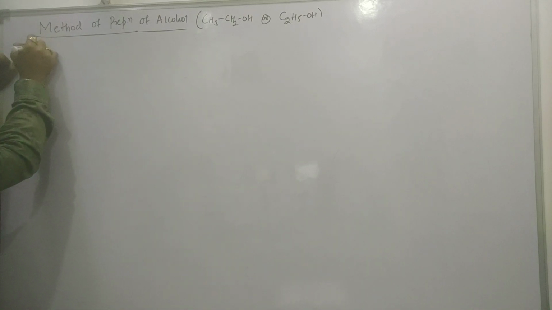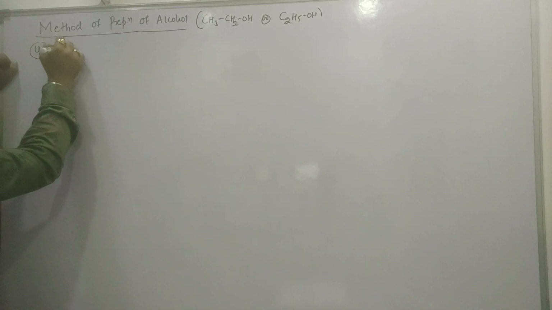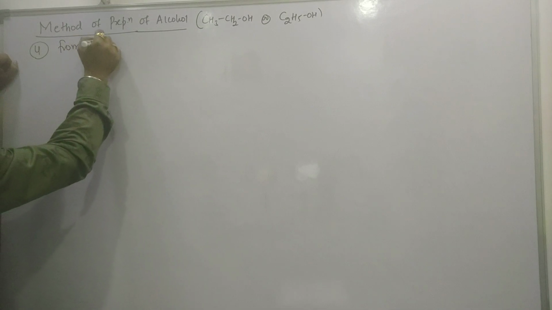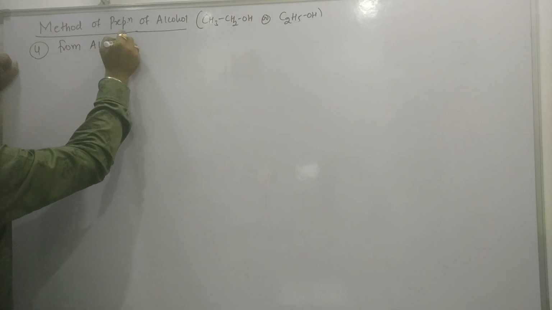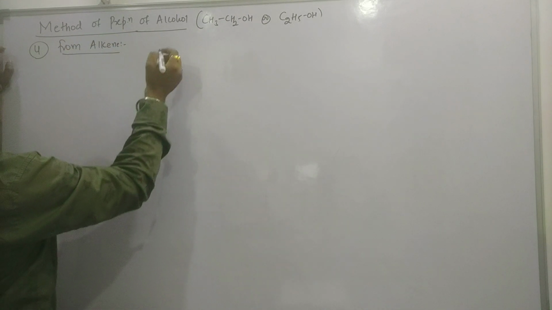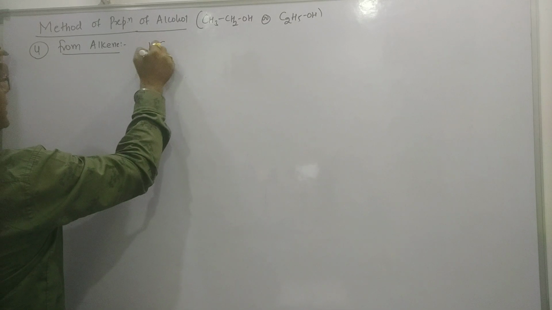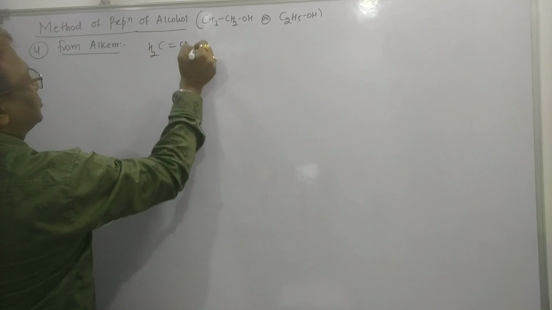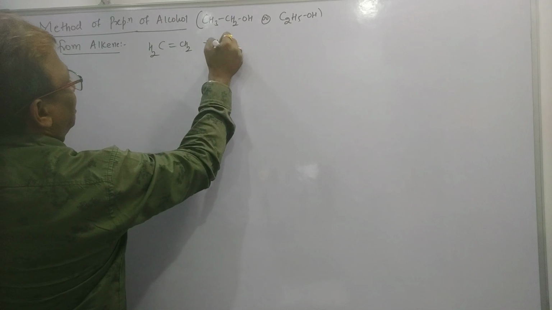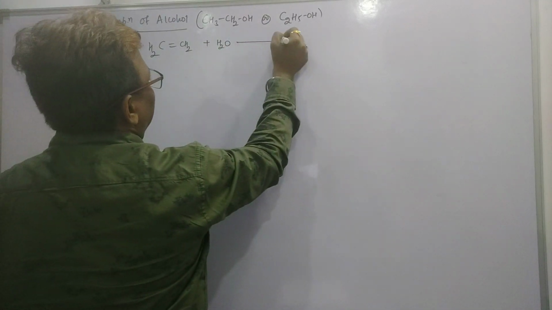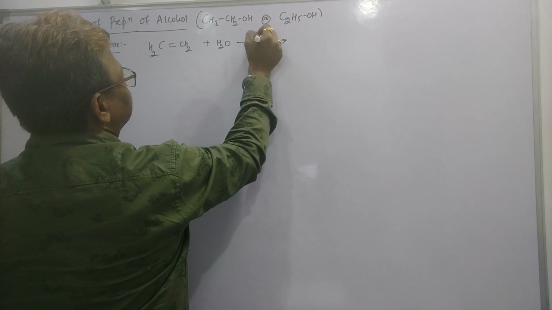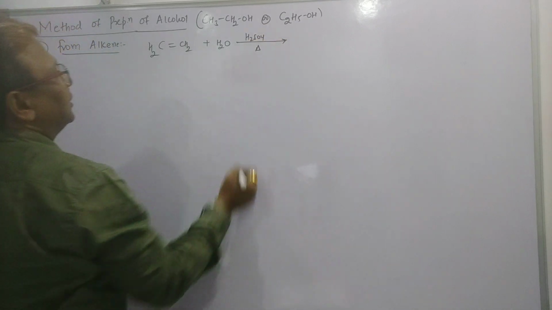But a fourth method is there. We can prepare the alcohol from alkene. Let me explain better with one example of an alkene. This is an alkene, CH2 double bond CH2, and we are adding water to it. Addition of water to the alkene can take place in the presence of an acidic medium on heating.